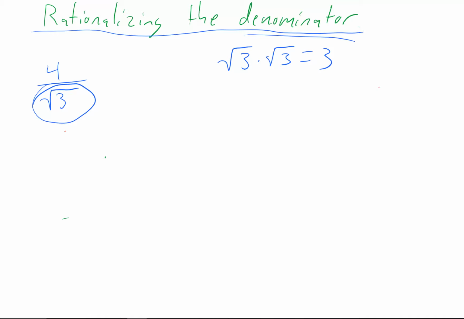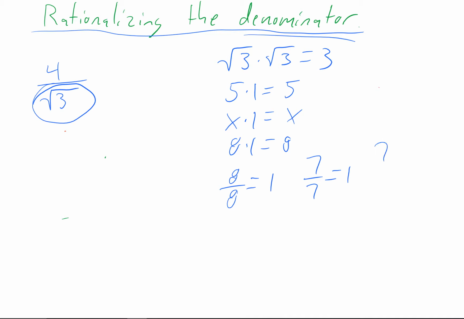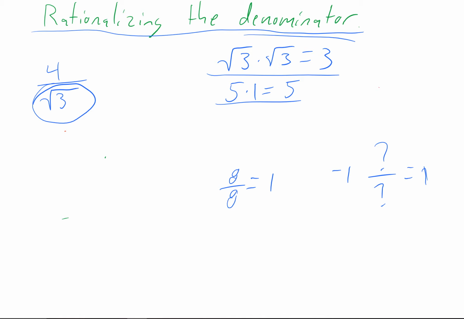What we're going to do, remember, the square root of 3 times the square root of 3 is 3. Also remember that anything times 1 is that thing. So x times 1 is x, 8 times 1 is 8, we know that. And also that any number divided by itself is 1. 7 over 7 is 1. Question mark over question mark is 1. That's just what it is. Pretty straightforward, right? We need to utilize this, this, and this. We're going to erase the rest of this to make it a little less confusing.